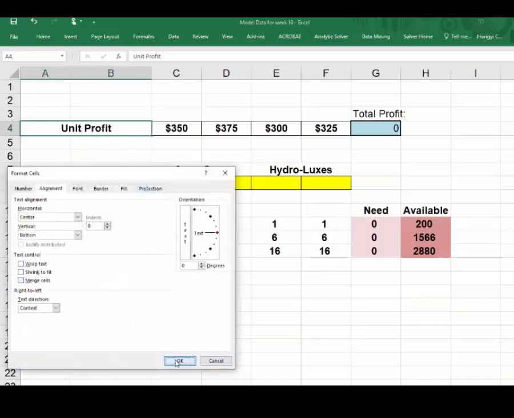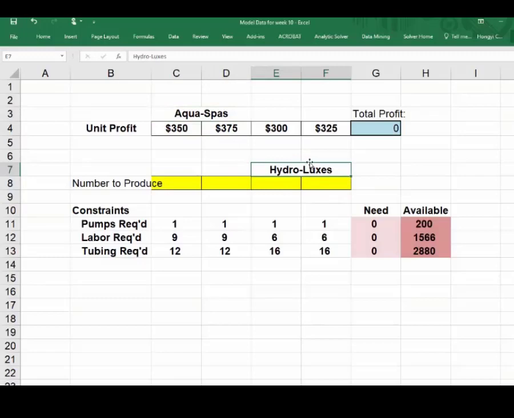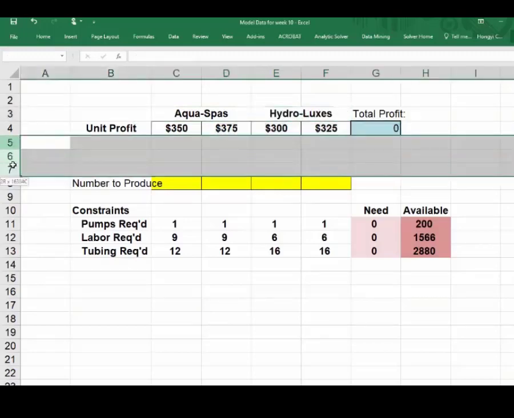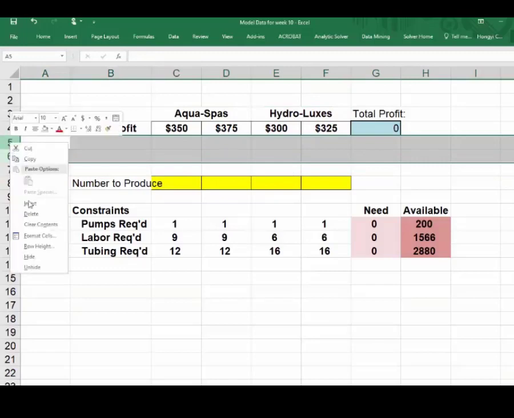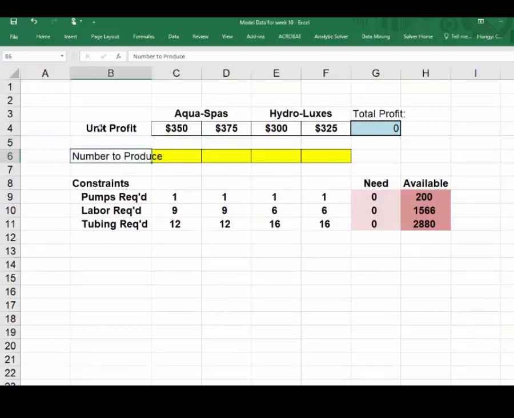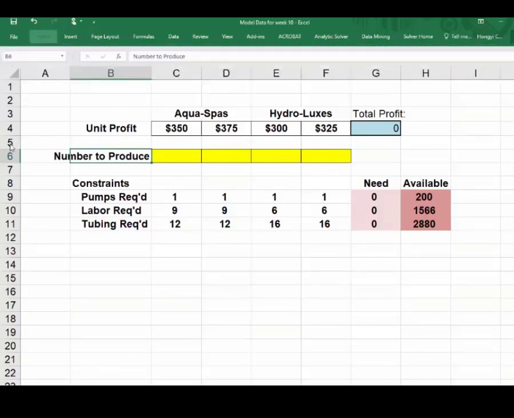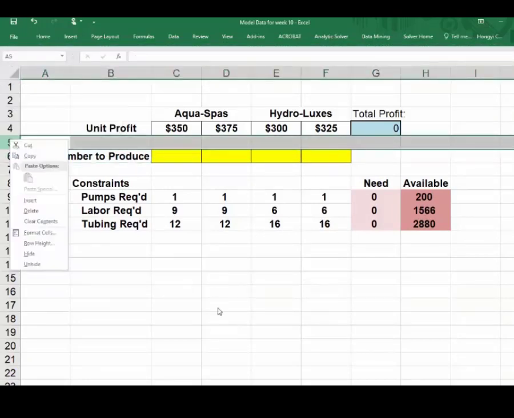Okay, and change the format here. I don't want them to merge. I only need one cell here. Okay, and those headings can go above now. Those extra spaces, I also can just delete them.